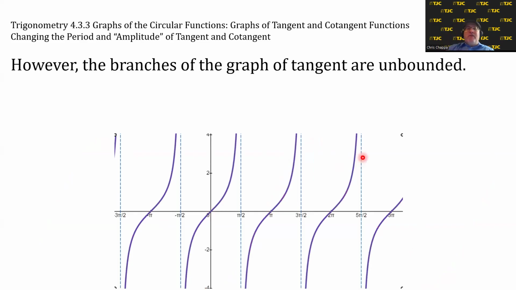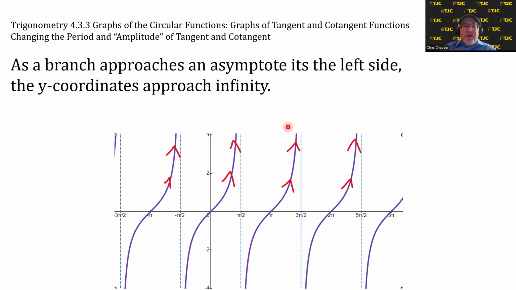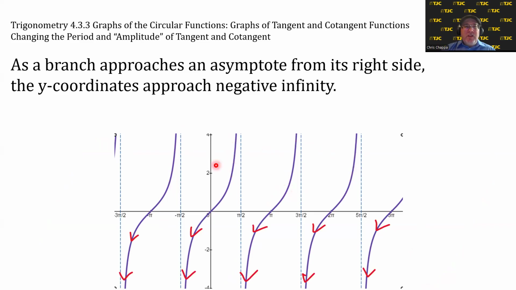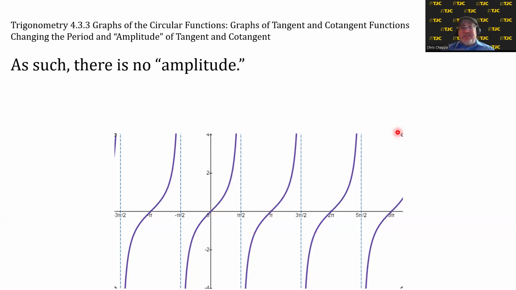However, the branches of the graph of tangent are unbounded. As the branch approaches an asymptote from its left side, so coming in from the left side of the asymptote, the y-coordinates approach infinity. But as branches approach an asymptote from its right side, so think about the asymptote and coming in from its right side, the y-coordinates approach negative infinity. As such, there is no amplitude.